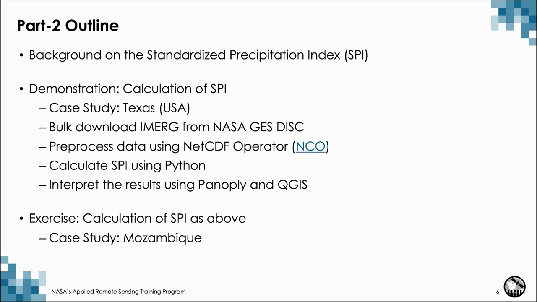We will calculate SPI using an open source software package implemented in Python provided by the National Oceanic and Atmospheric Administration's National Integrated Drought Information System Program. We will then interpret the results using Panoply and QGIS.